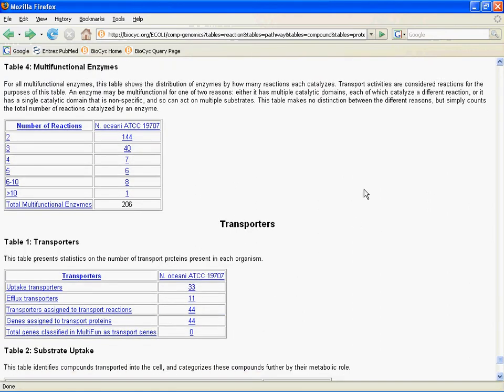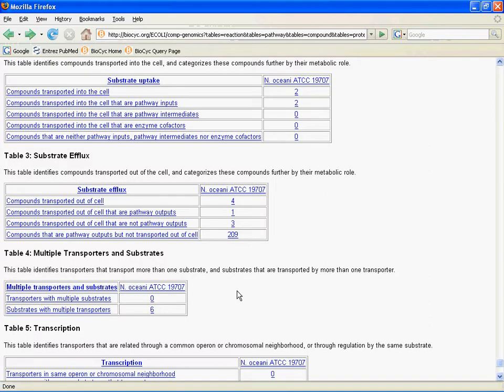Then you have a listing of multifunctional enzymes, a listing of transporters, and this is really nice. This is nice in this case. We're looking at a bug where we care a lot about the transporters. So we have uptake transporters, efflux transporters, transporters assigned to transport reactions, genes assigned to them, etc. And down below, substrate uptake, just compounds that come into the cell, compounds that come into the cell that feed into pathways, and so on. And then what's getting kicked out of the cell? Compounds that are pathway outputs, compounds that are not pathway outputs. Then how many pathway outputs are not transported out of the cell?